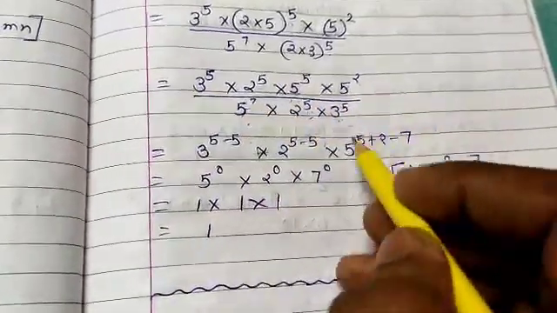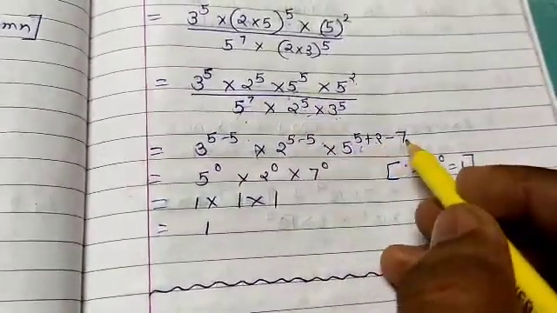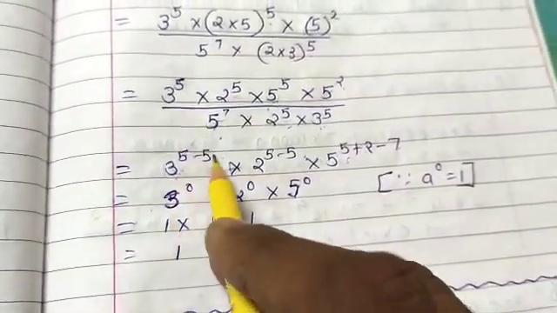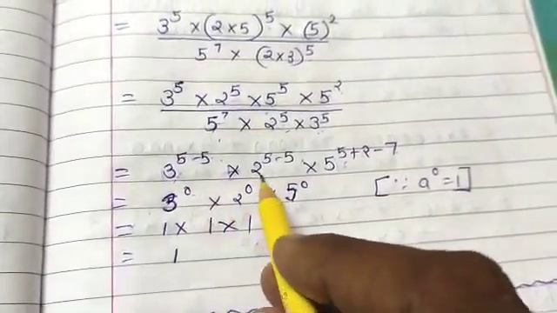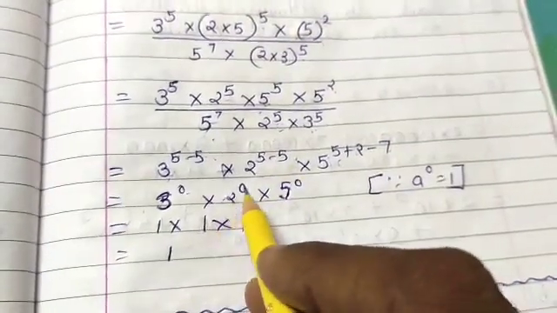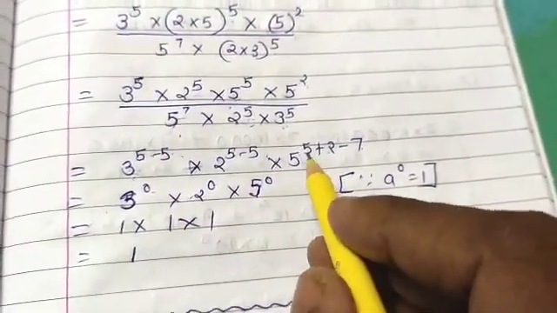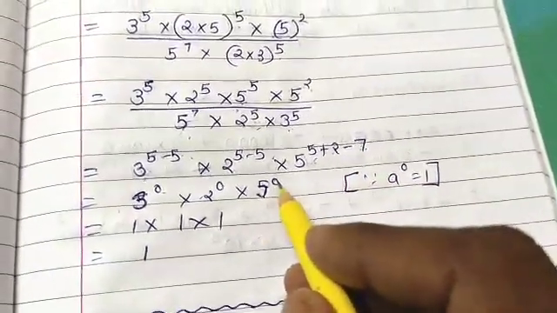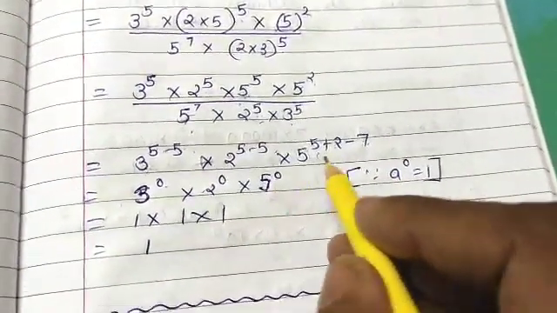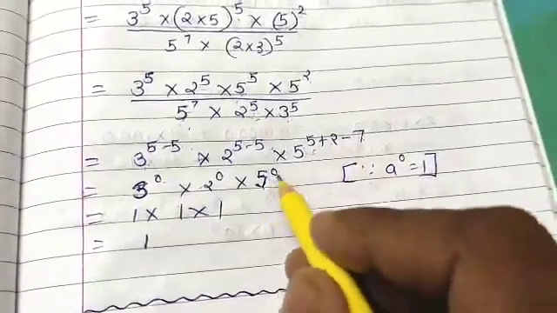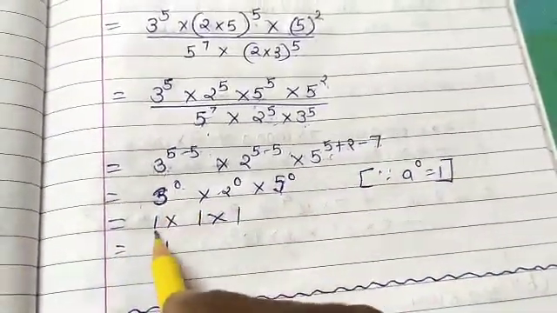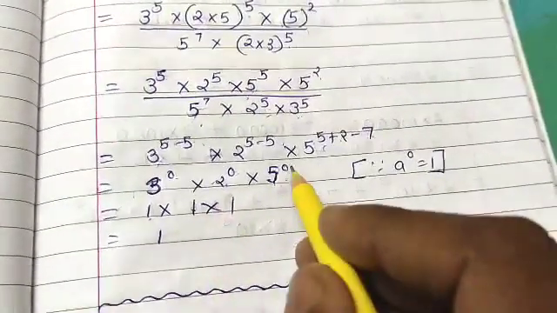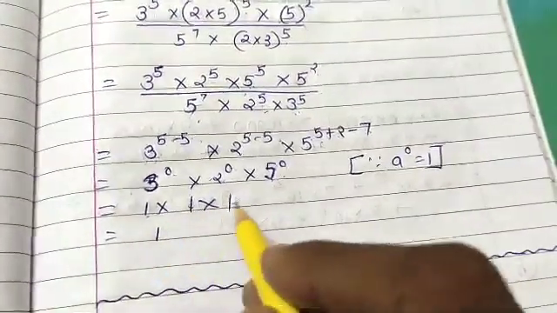That means 5 plus 2 is 7 and 7 minus 7. Observe here, 3 raised to the power 5 minus 5 gives 3 raised to the power 0, then 2 raised to the power 5 minus 5 gives 2 raised to the power 0, then 5 raised to the power 5 plus 2, that is 7, 7 minus 7 is 0, that is 5 raised to the power 0. The value of 3 raised to the power 0 is always 1, 2 raised to the power 0 is 1, and 5 raised to the power 0 is 1, that is 1 into 1 into 1 gives 1 only.